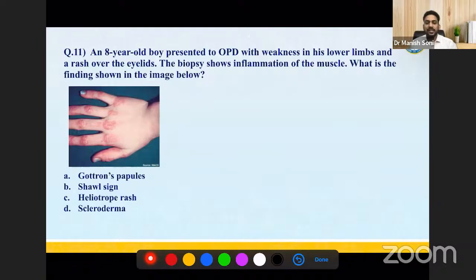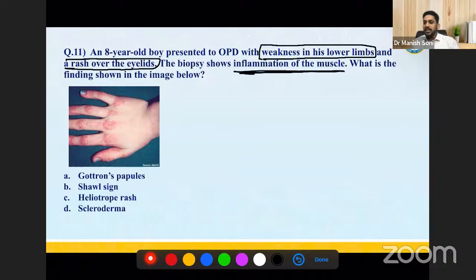This is slightly difficult. Let me see if you can answer it correctly. Tell me in your chat box, write the name of the condition the patient is suffering from. An 8-year-old boy presented to the OPD with weakness in the lower limbs. The patient has weakness in the lower limbs and a rash around the eyelids. The biopsy shows inflammation of the muscle. So there is muscle inflammation.